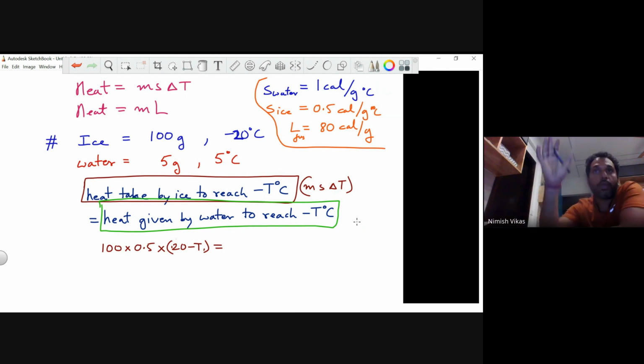Water goes to -T. It happens in 3 steps, I would say. It goes from 5 to 0. Then at 0, it melts. Sorry, at 0, it freezes. And then once it has frozen, that frozen ice, which was earlier water, goes from 0 to -T. Right, guys? Yes, sir.